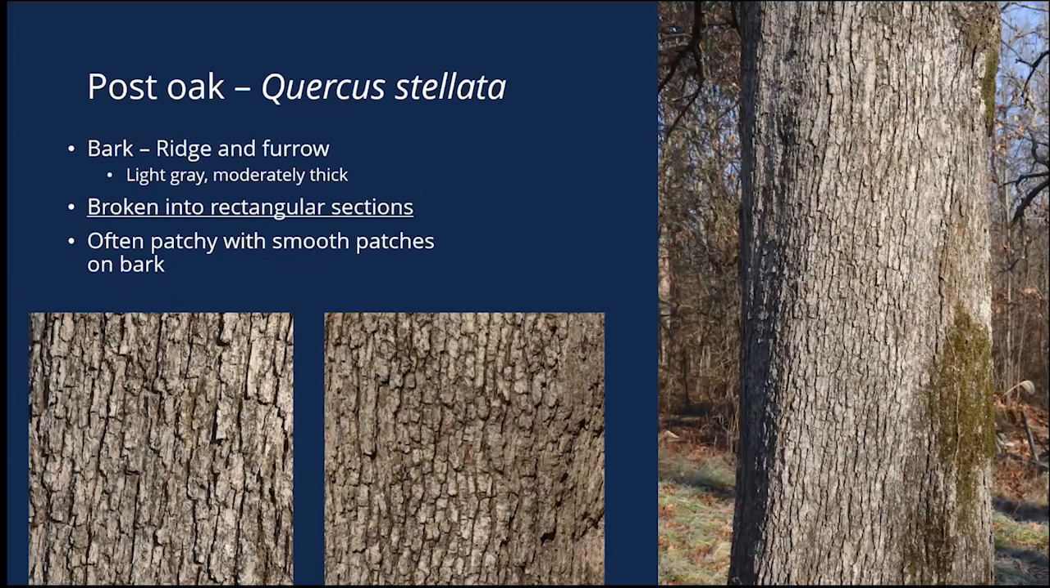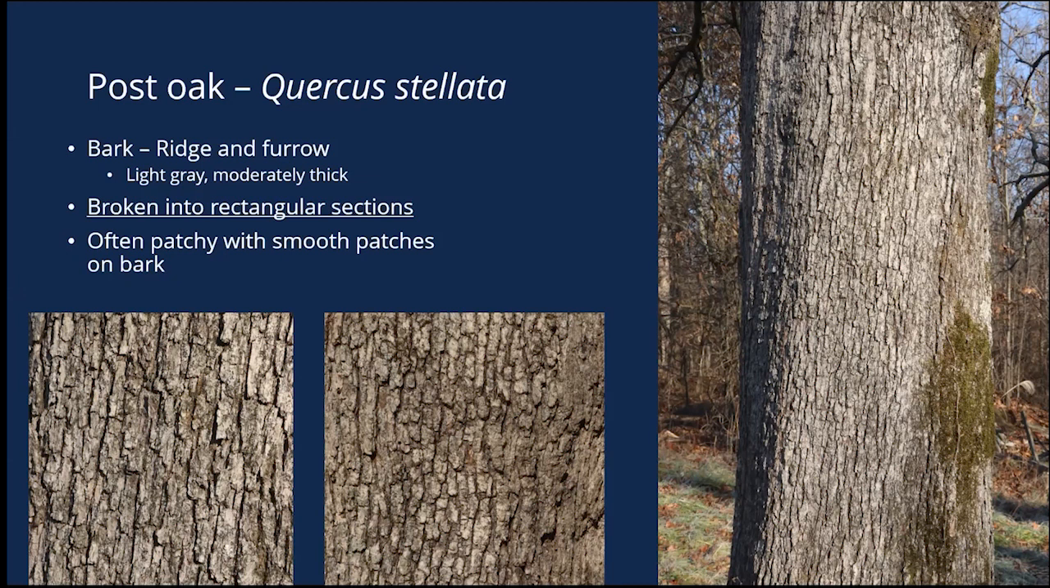Post oak bark can sometimes be difficult, but in general, it's a tighter bark. It's strongly ridged and furrowed. It could be moderately thick, light gray in color, but it doesn't have that almost white sheen that you see with white oaks. The way I pick out post oak is often they're broken into these real clear rectangular sections. So it's not truly blocky. They're very clear ridges and furrows, but the ridges are broken into these really square or rectangular looking little sections.